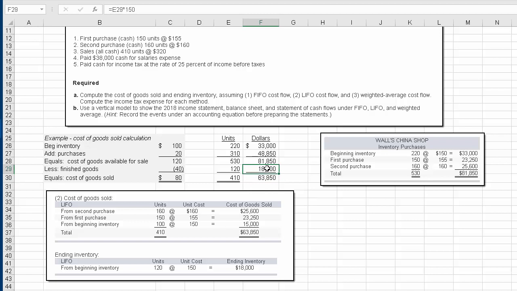Now, you don't have to do it that way. You could do the layering approach. You could come in here and say, we sold 160 units that we purchased at 160, then we sold 150 at 155, and you work until you've accounted for 410 units. You certainly could do it that way. But I think sometimes it's easier to do the valuation with the approach that has the least number of calculations. And this one only had one, so I did ending inventory first. Okay, I hope you found that helpful.